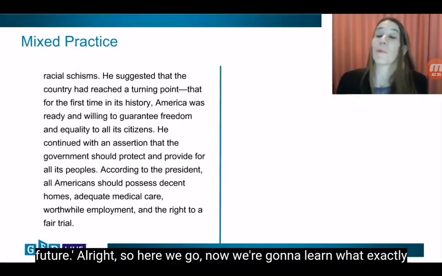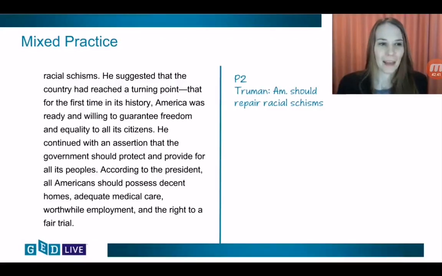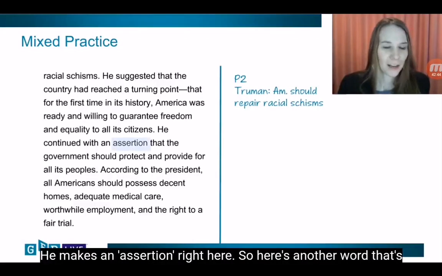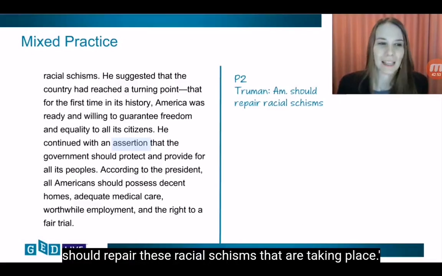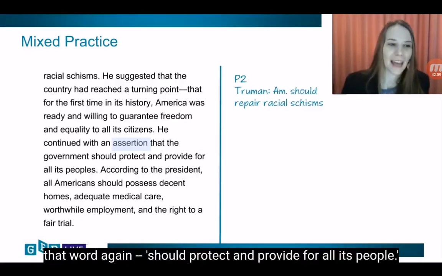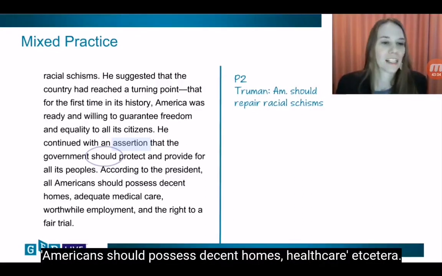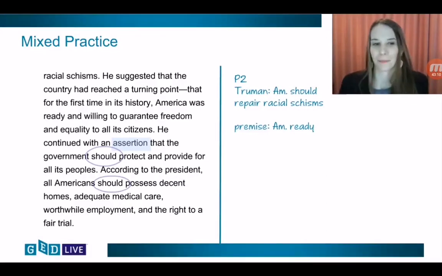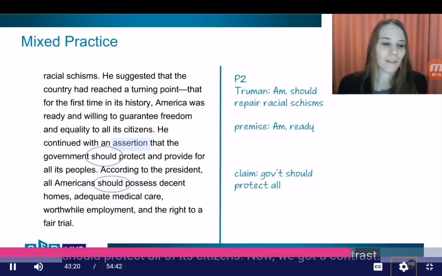All right, so here we go. Now we're going to learn what exactly that means. And in the second paragraph, Truman makes his claim. He makes an assertion right here. So here's another word that's indicating that you've got some sort of claim statement. Americans should repair these racial schisms that are taking place. And he continues with the fact that the government should, there's that word again, should protect and provide for all its people. Americans should possess decent homes, healthcare, etc. So there's the claim that America is ready to do this and that the government should protect all of its citizens.